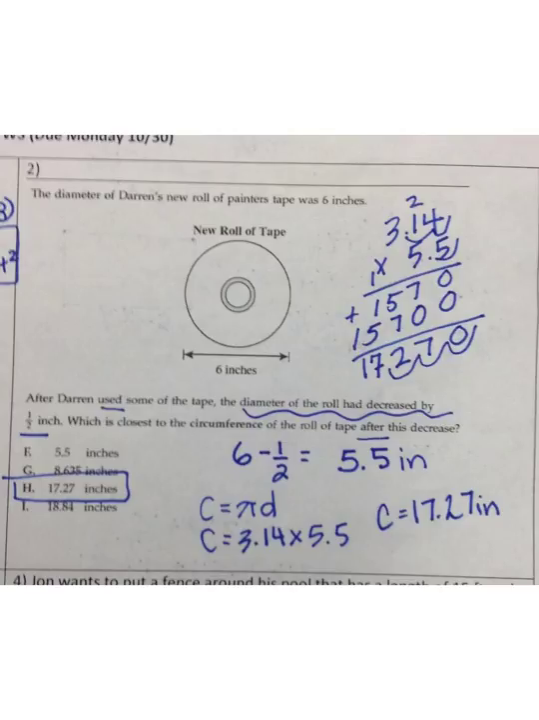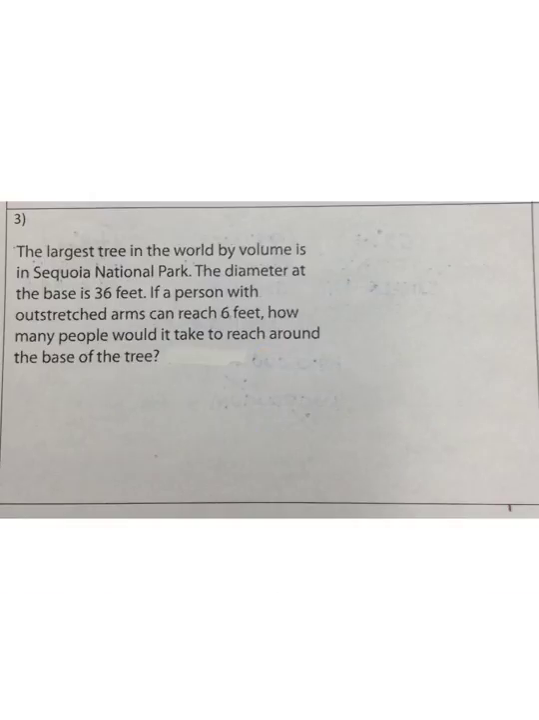Okay, so circumference, I'm using C equals pi times d. First thing I needed to do is, if the diameter was 6 and it's decreasing by ½, I'm subtracting ½. So my new diameter is 5.5 inches. So formula for circumference, pi times the diameter. So I did 3.14 times 5.5, and I got, just kidding, H, 17.27 inches.